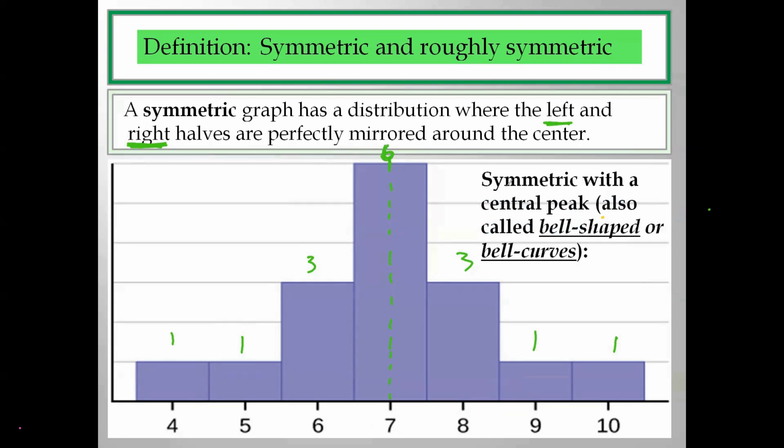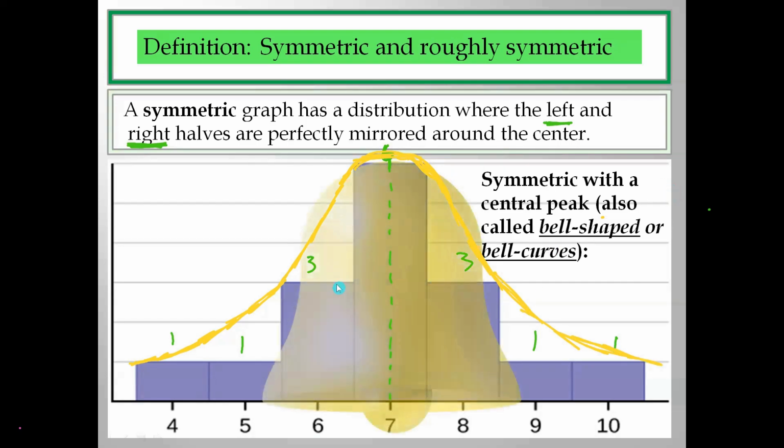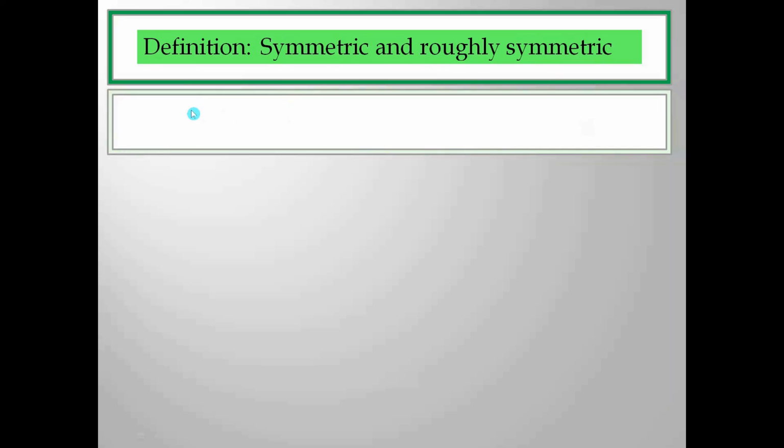Also, we sometimes call symmetric graphs bell-shaped or bell curves. If we were to sketch a line that touches each of the corners, we'll end up sketching a graph that looks like a bell, something like this. We have a curve that goes up and down, the same on left and right, and it looks like a bell. Let's look at roughly symmetric.